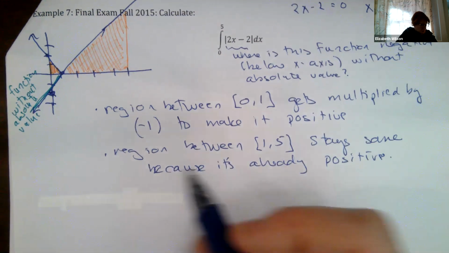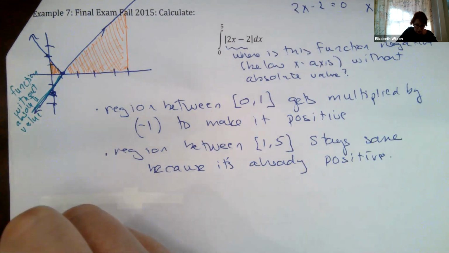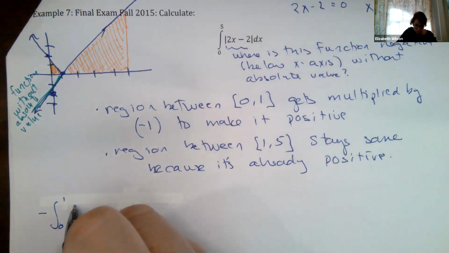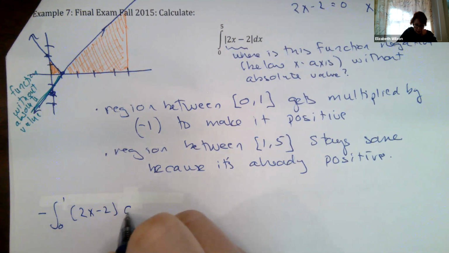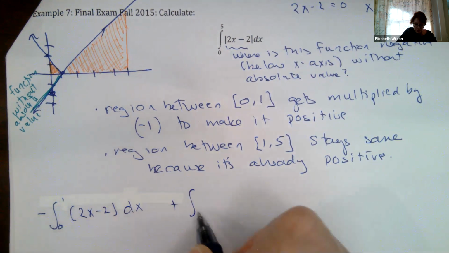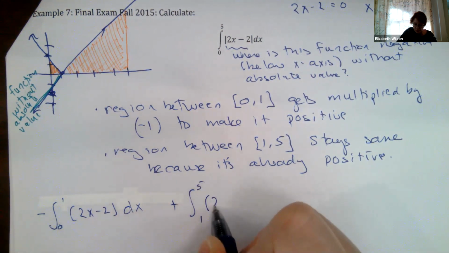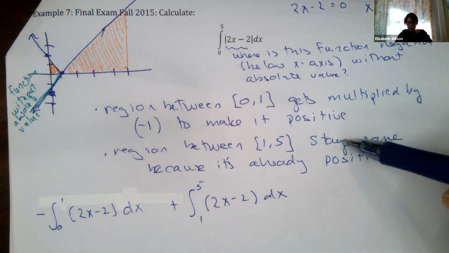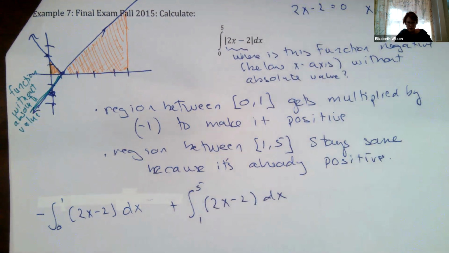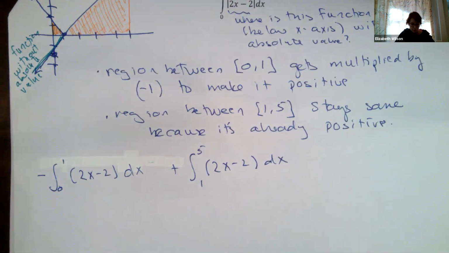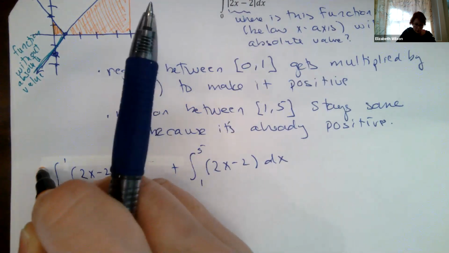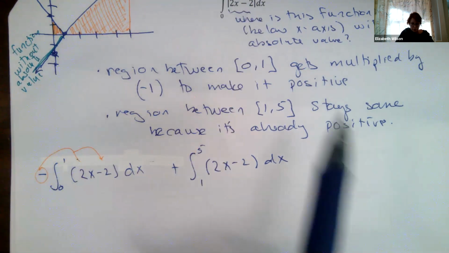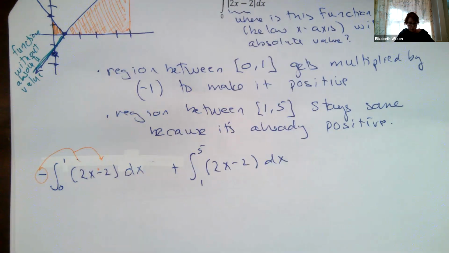Okay, so between 0 and 1. So I'm going to break this up. I'm going to go negative, integrating from 0 to 1, my function, 2x minus 2 dx. Plus, I'm going to integrate from 1 to 5, the same function, 2x minus 2 dx. So we wrote it in words what we're doing, and then we did it in math, right? So let's go ahead and distribute this negative to this and to this. So you have to be careful because it's going to make this term positive, okay? All right, so let's go ahead and do that.